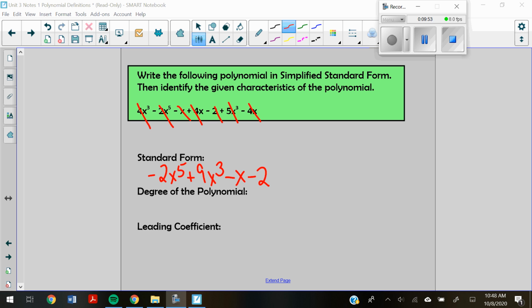Check yours there quick before you answer the other questions. Our degree of the polynomial is our highest exponent, so 5. And then the last one is the leading coefficient, and that's the number in front of the first term, -2.